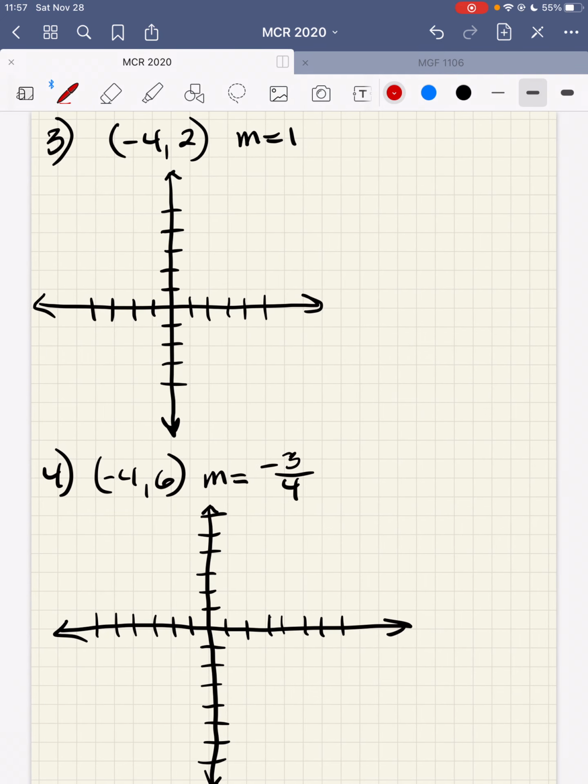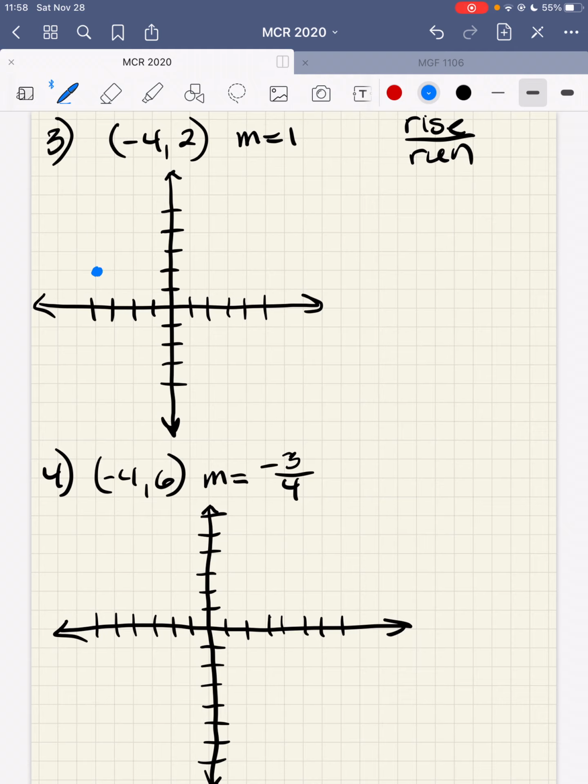Now I'm given a point and I'm given a slope. Remember, my slope is rise over run. When I'm given the point and slope, I have to start off with plotting the point first. So negative 4, I go over to the left 4 and up 2.